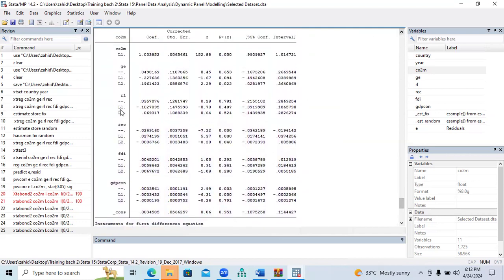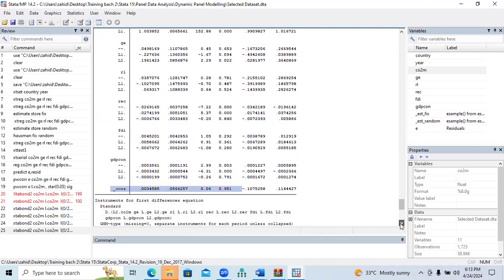Then R1, if you see, is not significant at any level, but REC is significant at the current level as well as at lag 1 with opposite sign. And if you see the FDI, it is not significant here. GDP constant is significant at the current level as well as the first lag. And if you see the constant, it is not significant.